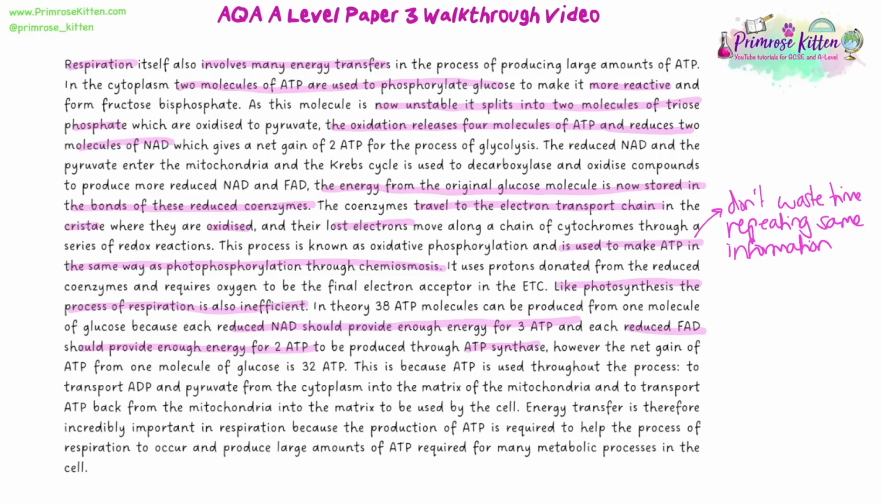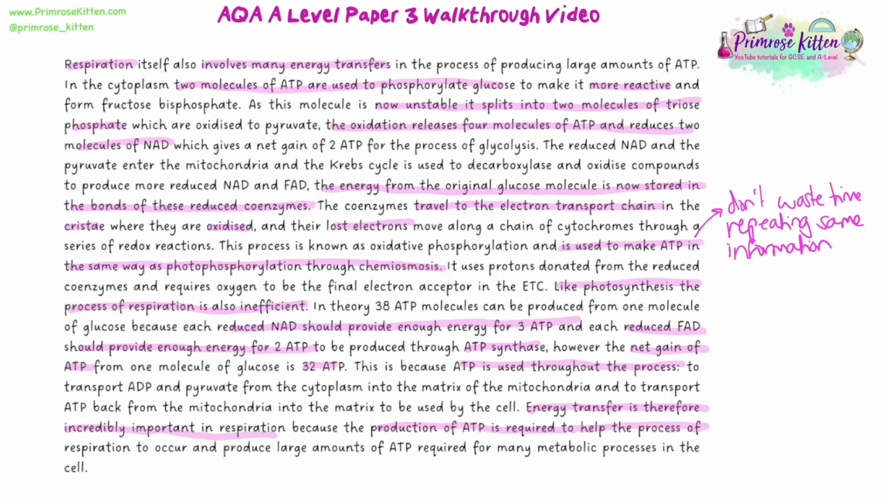So like photosynthesis, the process of respiration is also inefficient. In theory, 38 molecules of ATP can be produced from 1 molecule of glucose, because each reduced NAD should provide enough energy for 3 ATP, and each reduced FAD should provide enough energy for 2 ATP to be produced through ATP synthase.